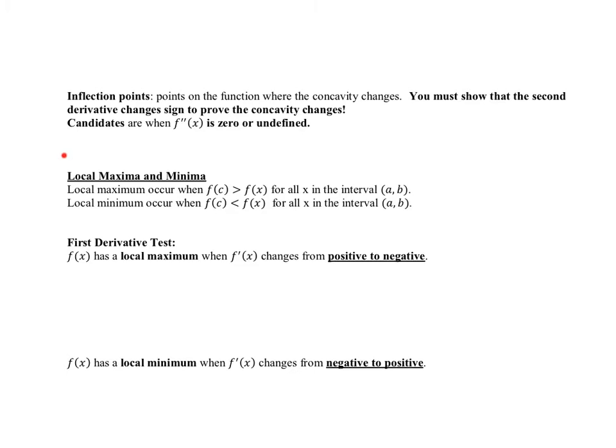We've talked about the local or relative minimums and maximums a lot, especially in the last section. But just to review a little bit, a local maximum occurs when a function is larger than another function in a small interval around that value.